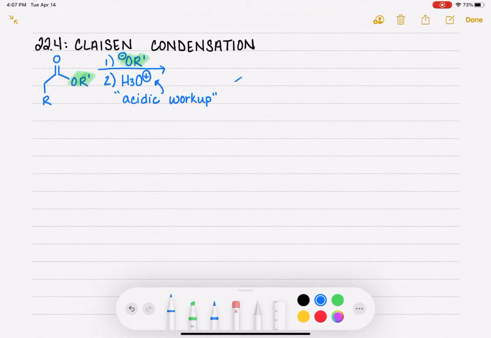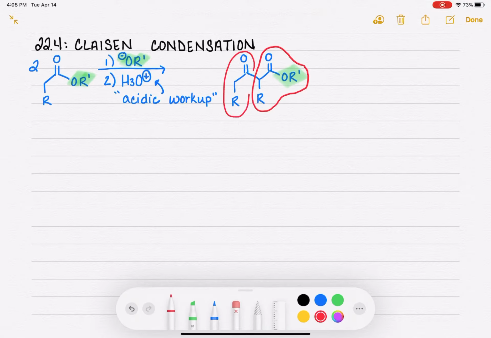The product of this reaction is a ketone ester. And this is what it looks like. So I'm going to highlight that same OR prime. It's still there. So this is a reaction with two esters. One of the two esters that we have reacted here has stayed pretty much totally intact. And then the second ester has lost its OR group, but otherwise stayed pretty well intact.